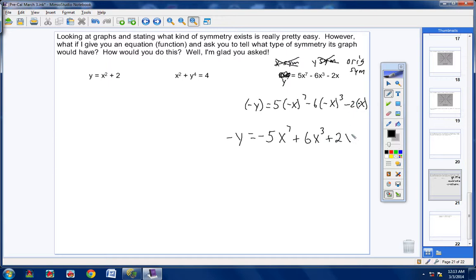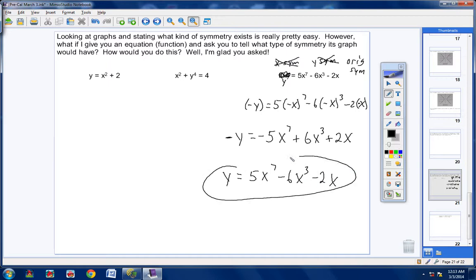Now, we want to get y by itself. Right now it's a negative y, so we go through and change all the signs. y becomes positive, 5 becomes positive, 6 becomes negative, and 2x becomes negative. And look at that. We have the exact original equation we started with right up here in the beginning. So we do have origin symmetry. We do.